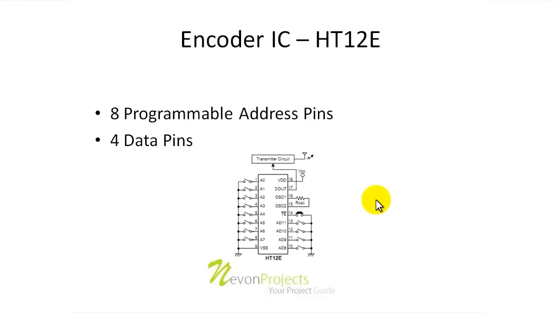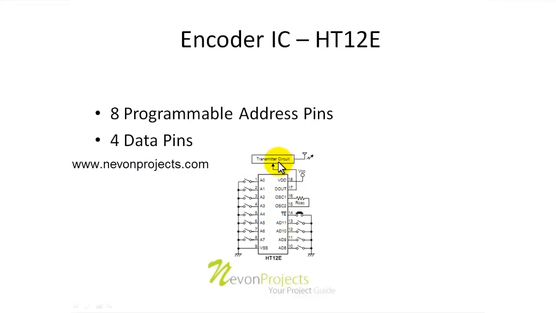So that is why we have addresses assigned to each of the RF modules, and how many devices can be connected depends upon the number of address pins. So here we have 8 programmable address pins. That means 256 devices can be connected in one region, and they can be distinctively detected also. Apart from 8 address pins, we also have 4 data pins. That means we can send an 8-bit address as well as 4-bit data wirelessly through the transmitter module.